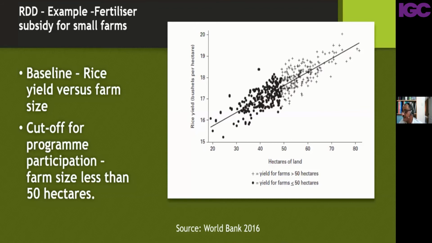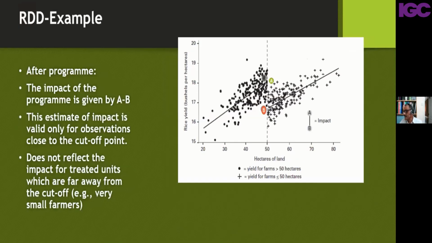Now, after the program has been implemented, and for the time being, let us assume that there is complete compliance. That is, those who are eligible for the program participate in the program, and those who are not eligible do not participate in the program. So after the program intervention, the impact of the program is given by the point A minus the point B.